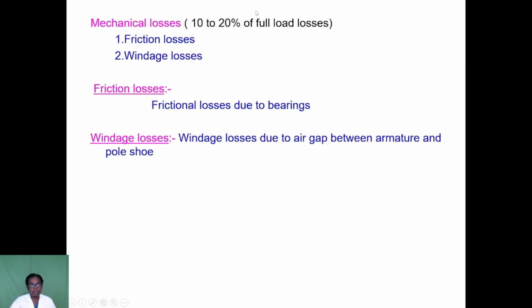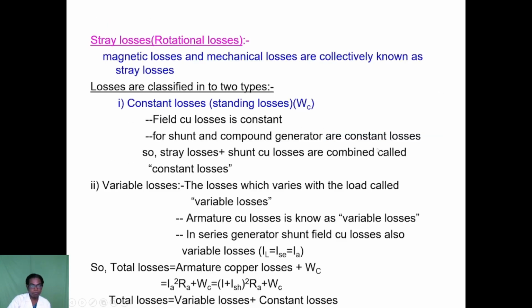And mechanical losses: friction losses and windage losses. Friction loss is due to bearings, and windage loss is due to the air gap between the armature and pole shoe. We have to reduce that loss by a closed path between the pole shoe and the armature core. The stray loss is a combination of magnetic losses and mechanical losses.